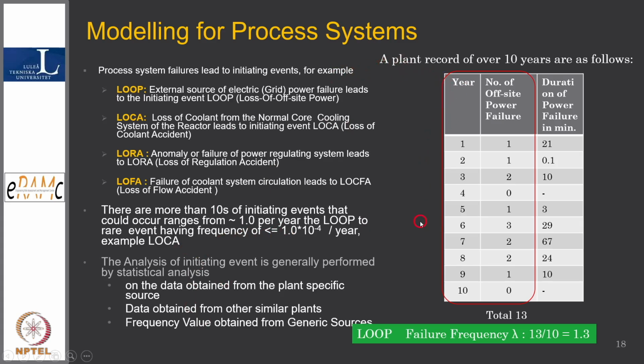See, let's say there is a plant, there are 10 years of data, year 1, year 2, year 3, instead of telling year number, I am telling 1, 2, 3, first year, second year, third year, 10 years data we had, and the total number of power failures is 13. So loop failure frequency is 13 divided by 10. Isn't it simple? We got such a powerful statement that for my plant the average failure frequency is 1.3, and then I go one step further for drawing the event tree.